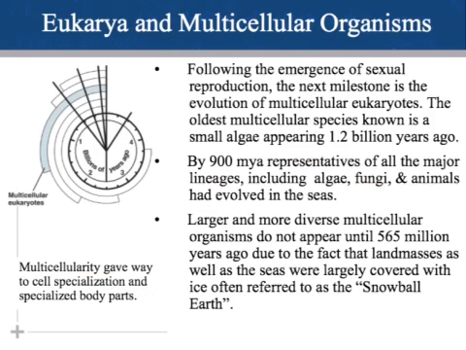After sexual reproduction, we started to see the evolution of multicellular eukaryotes. The oldest known multicellular species is about 1.2 billion years ago. So it took a long time for multicellular eukaryotes to come along. By about 900 million years ago, that's what the MYA is, you had algae, fungi, animals. All of these things had evolved in the sea.